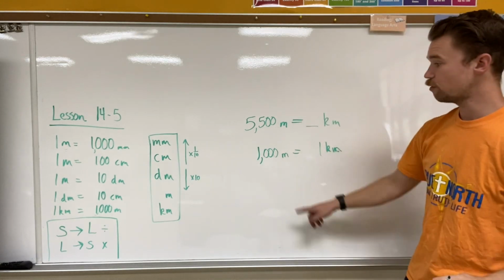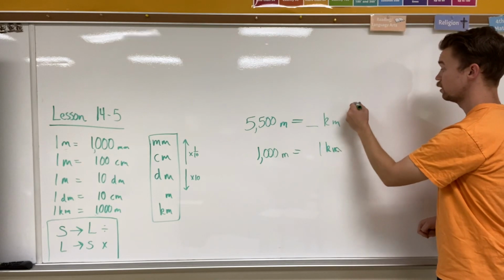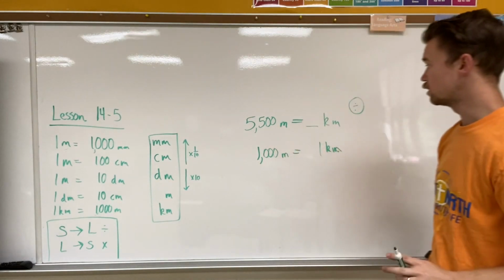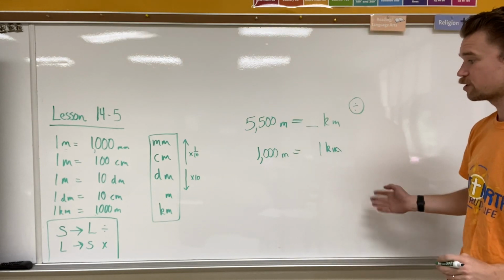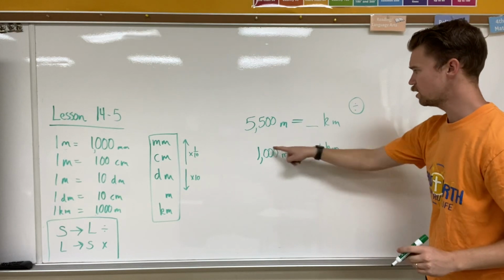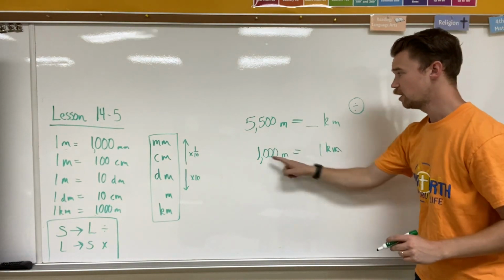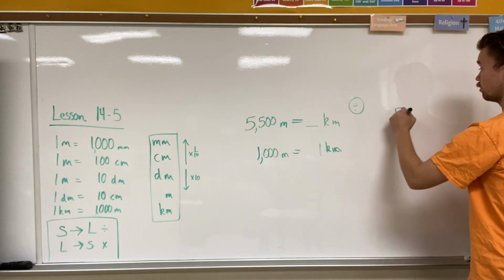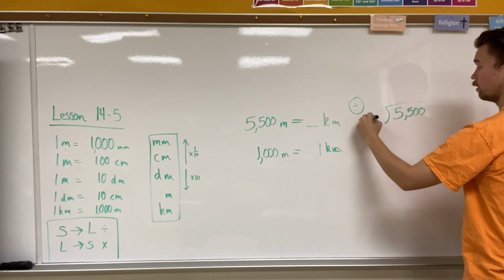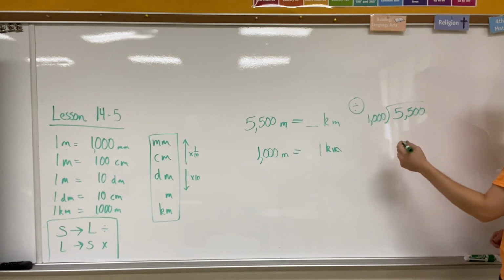So I'm going from a smaller unit of measurement to a larger unit of measurement, so I'm eventually going to have to divide. Well, I'm going one space this way, from meters to kilometers, so I'm going to have to cross multiply and divide. So 5,500 times 1 is 5,500. 5,500 divided by 1,000.